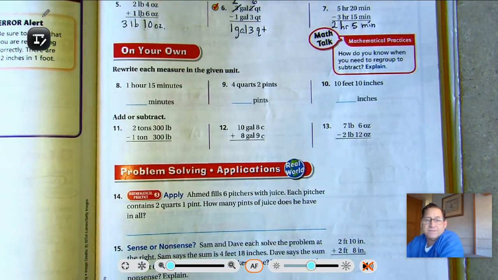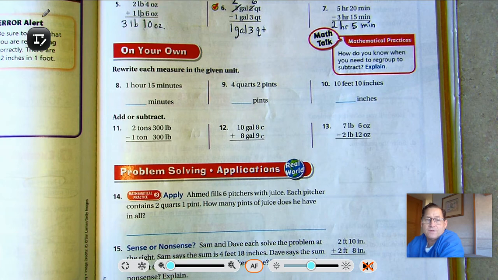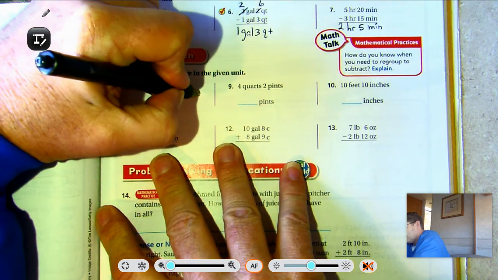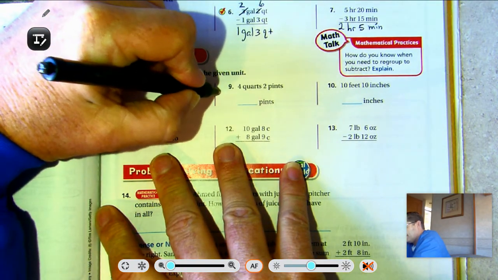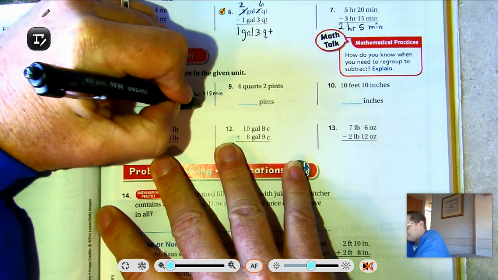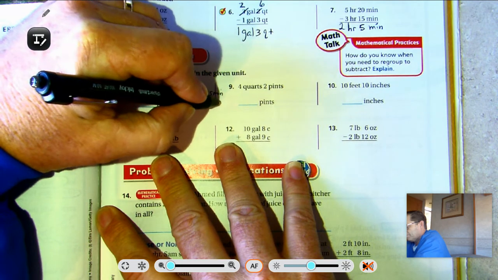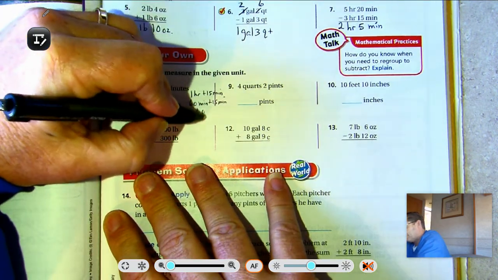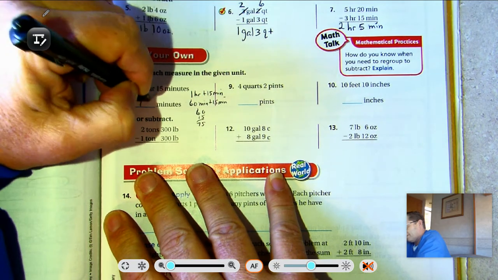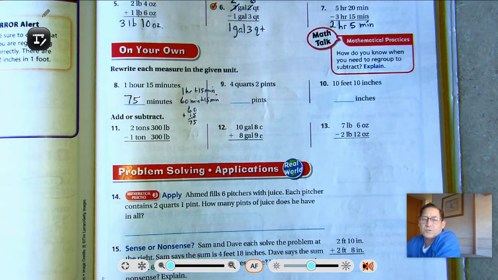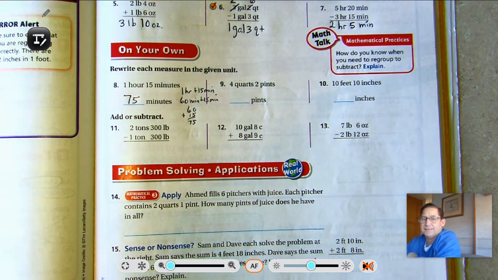Rewrite each measure in the given unit. So we're going to take this hour and 15 minutes and turn it into just minutes. So this is going to be 1 hour plus 15 minutes. Well, 1 hour is 60 minutes. So what is 60 plus 15? 75 minutes.